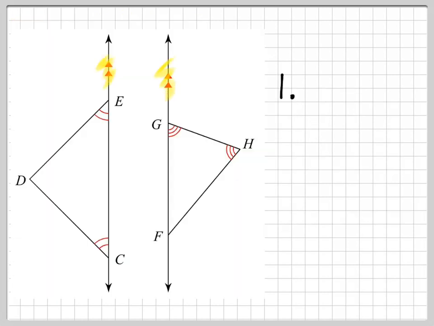Second diagram. I'm going to talk about these arrows again. I'm going to say line EC is parallel with line GF. So I need to add little arrows on the end of this so my diagram is correct.